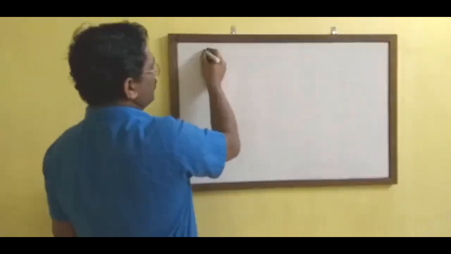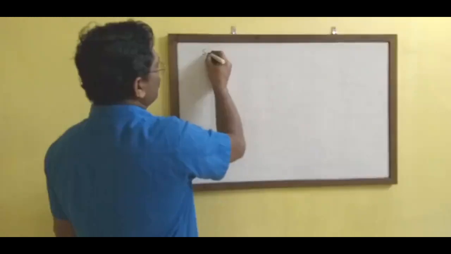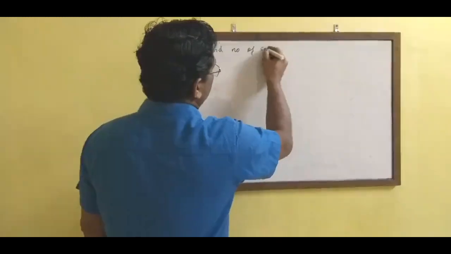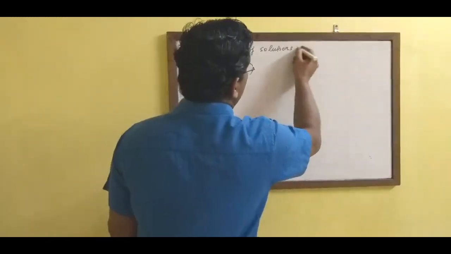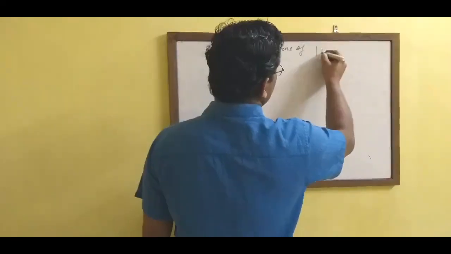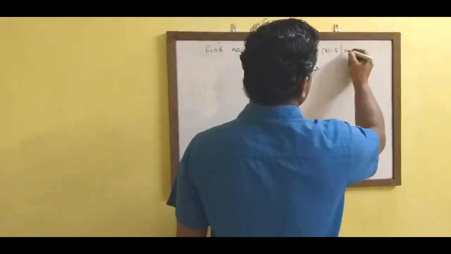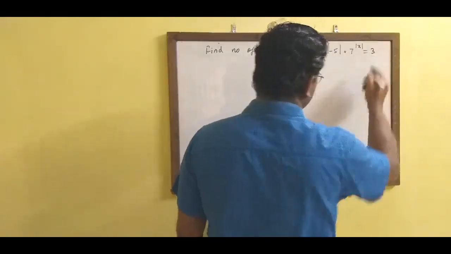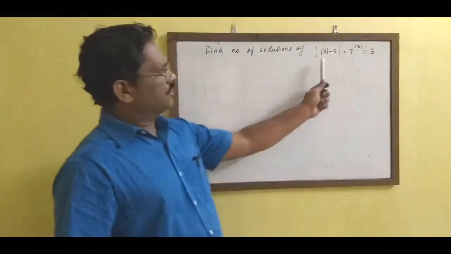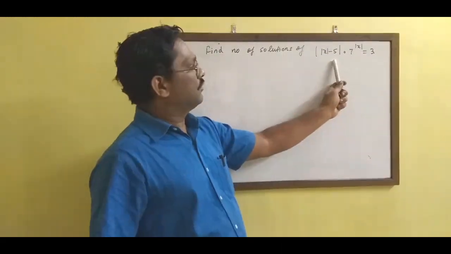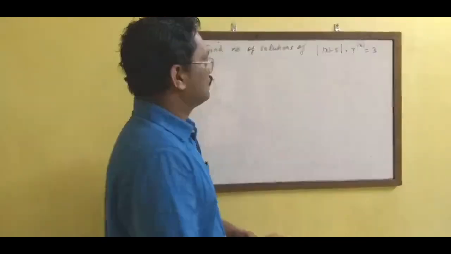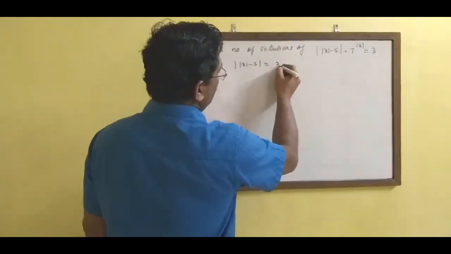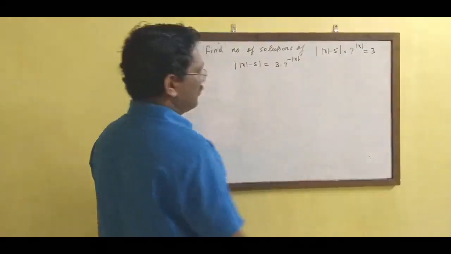Let's take another example. If I ask you, okay, find the number of solutions of, say, modulus of mod x minus 5 is equal to 7 to the power mod x equal to 3. Now, this is an equation which is quite difficult to solve if I solve it analytically. So, what you should do is, first you write it like this. This is equal to 3 into 7 to the power minus mod x.